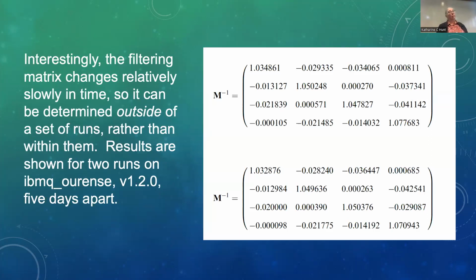The filtering matrix actually changes fairly slowly in time if you do the average over a large number of runs, with a large number of shots per run. So these are two runs on the Orense computer. They were taken 5 days apart, and you can see there is variation in the filtering matrix from one day to 5 days later. There's certainly averaging that goes into this, but I think it is a very strong suggestion that the remaining error is systematic here, and that we're able to correct for that effect, although we can't pick up some of the individual random variations.